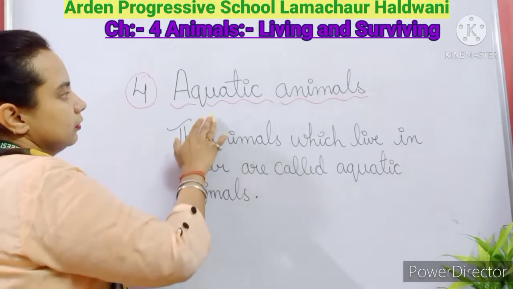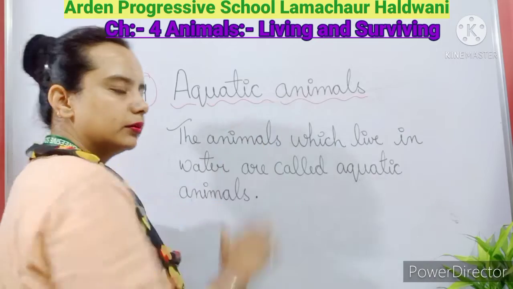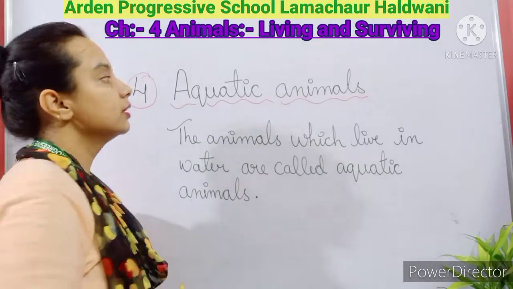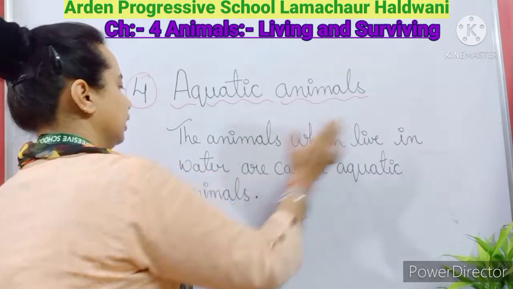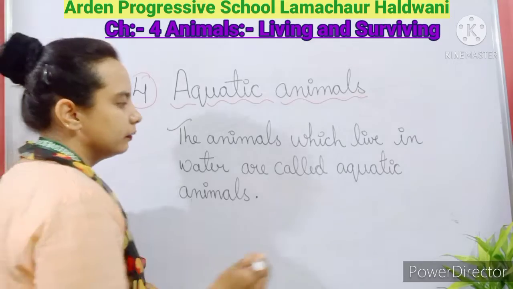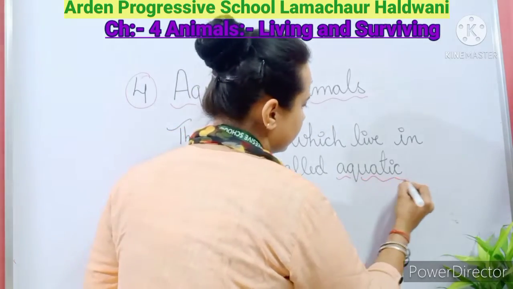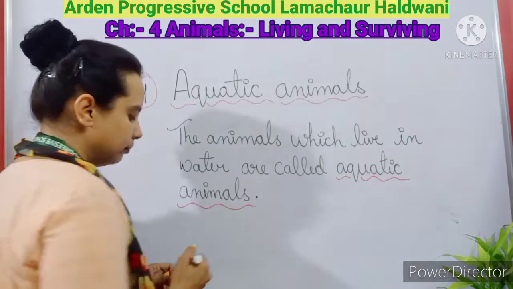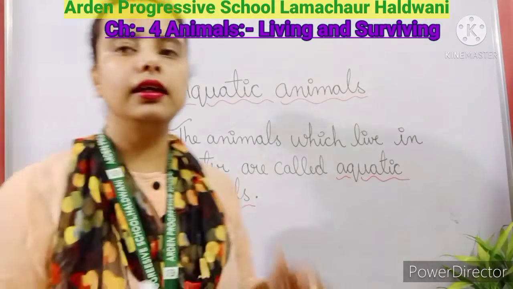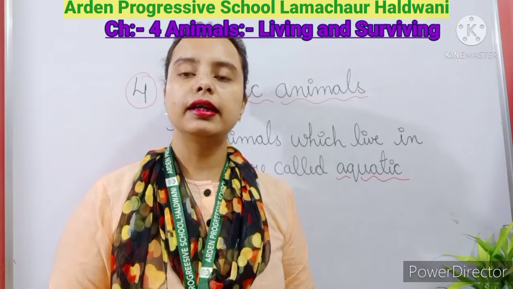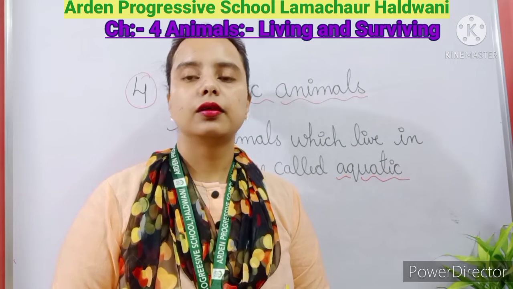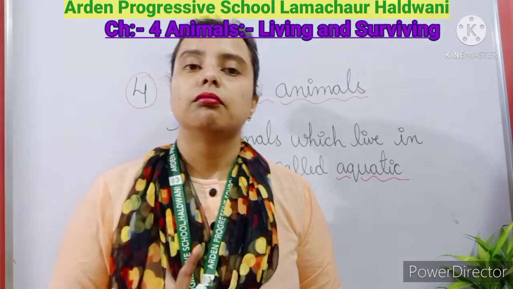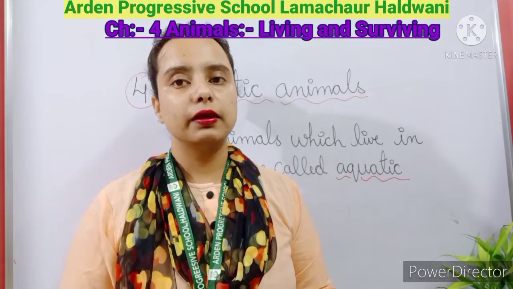Next one is the fourth classification, that is aquatic animals. As the plants are also there, aquatic plants, the same way aquatic animals are also there. The animals which live in water are called aquatic animals. Means the animals which live in the water are known as aquatic animals. For example, the fish, crabs, turtle, and ducks are also there. Some of the time they swim on the water.